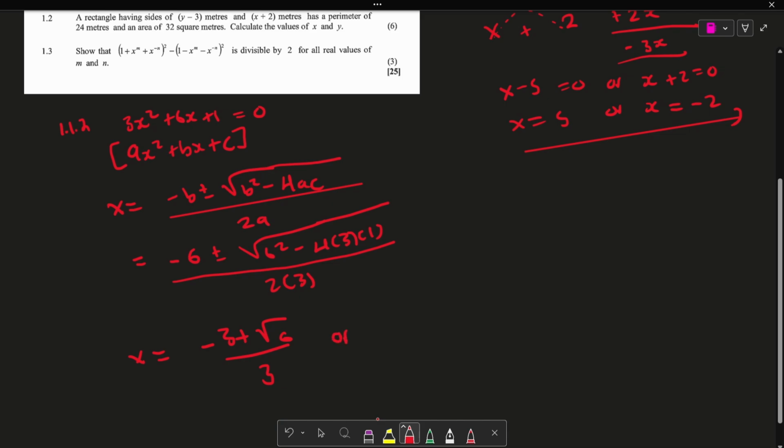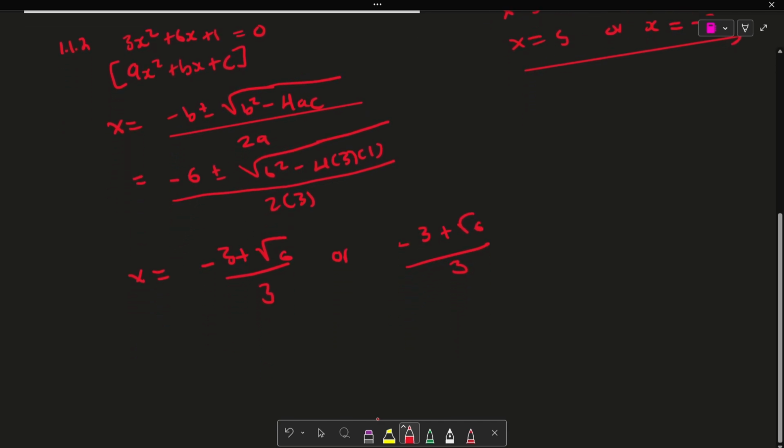For the second solution, we just need to change the sign from plus to minus or from minus to plus. It's going to be minus 3 plus root 6 over 3. They said correct to two decimal places, so you need to answer the question. This one is minus 1.81, oh, two decimal places, I'm sorry. So it's supposed to be 1.82.